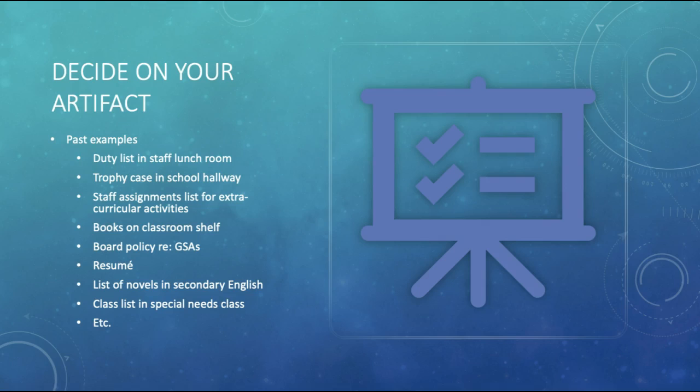Okay, this may be obvious, but step one is deciding on an artifact. And this can actually become a little bit of a trick, because you start looking around and there's all kinds of things. By now most of you will have identified one or more artifacts of interest to you that demonstrate in some way the ways in which gender shapes practices in schools.